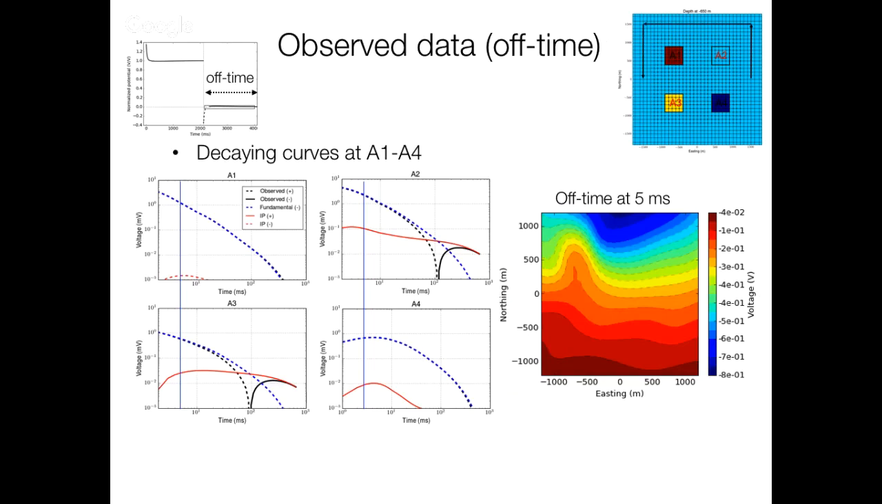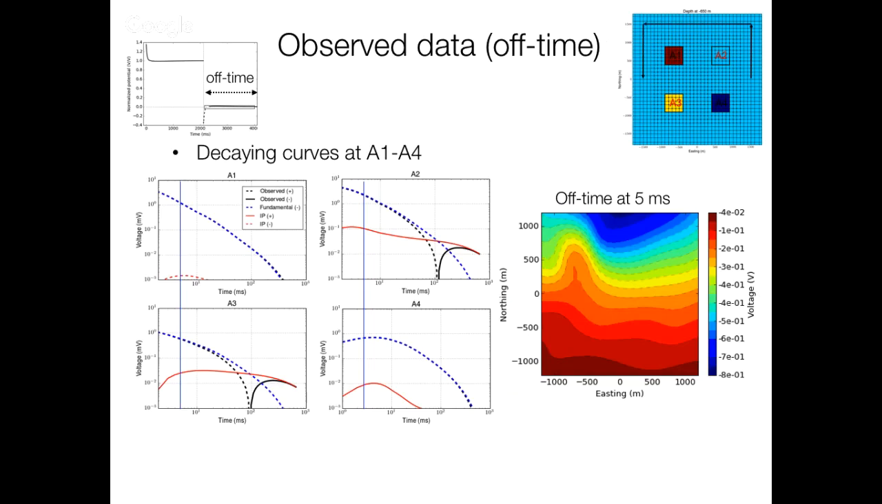So if we look at A1, for instance, we have a fundamental that's kind of coming in that looks like this. A2, we've got these kinds of curves. So A1, there was no chargeability, so the observed and the fundamental are going to be exactly the same. So the blue and black lines are kind of coinciding here. The difference between them is this little red line. So there really shouldn't be anything, but I guess numerically there's just a little bit of stuff coming in, but it's three orders of magnitude down.